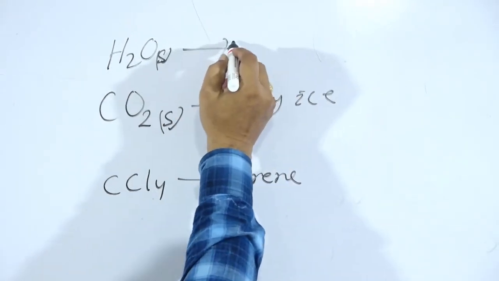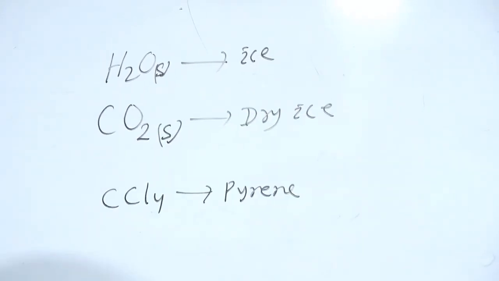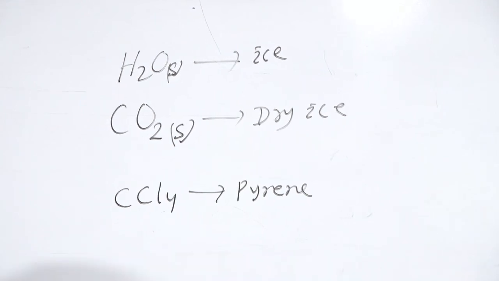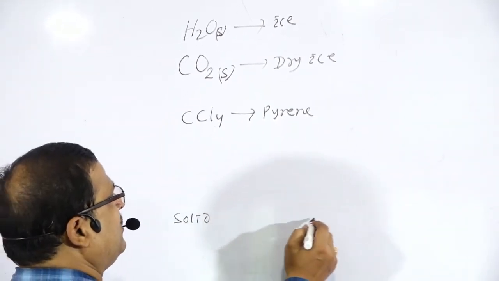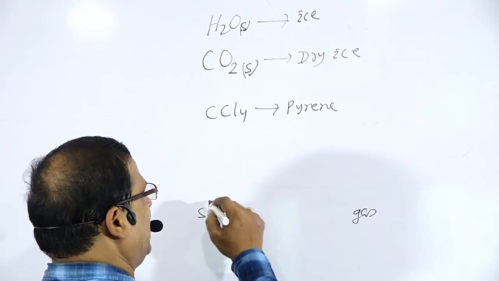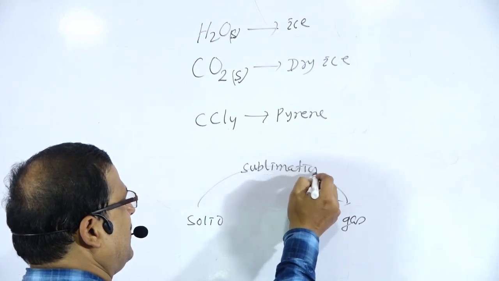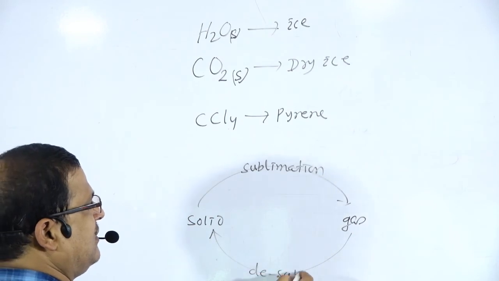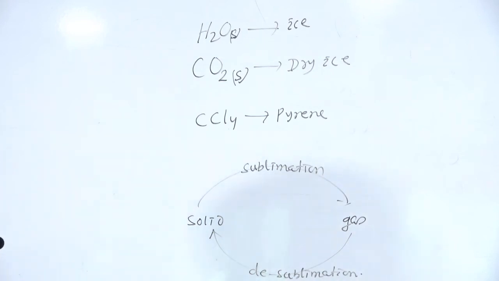Solid water is the composition of ice. Its chemical composition is H2O, and melting is a physical change. Solid changing to liquid, liquid changing to gas, that is a physical change. For example, direct conversion of solid to gas is known as sublimation. Gas to solid is known as desublimation. So that is the example of physical change.